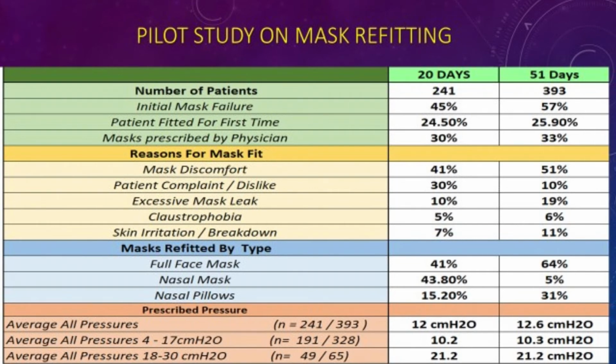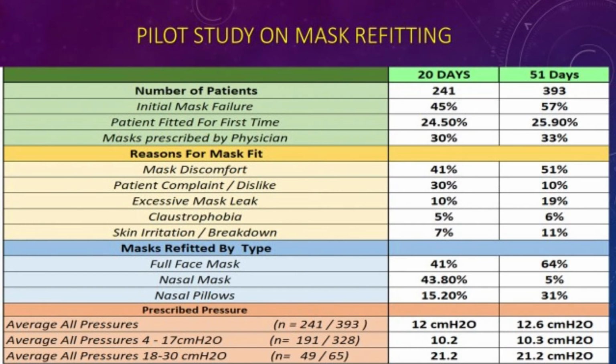Finally, we looked at masks that were prescribed by the physician. Admittedly, we could have broken this down, but we just did it very crudely, as all prescriptions. So 30% at 21 days, 33% at 51 days. This was as opposed to the therapist choosing the mask based upon all the evidence that he had before him.